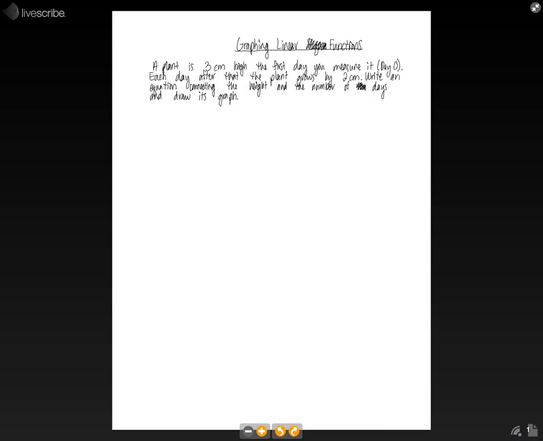In this lesson, we're going to go over graphing linear functions. So we have a word problem that says a plant is 3 centimeters high on the first day you measure it, which is day 0, and each day after that, the plant grows by 2 centimeters. We need to write an equation that's going to relate the height and the number of days, and then we're going to draw its graph.